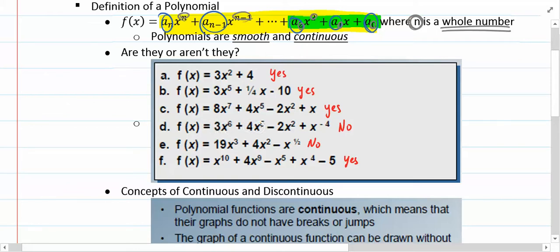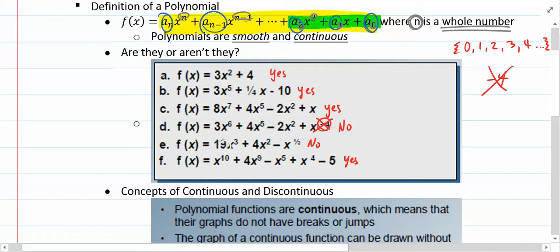Looking at option D, this appears to be a polynomial. Everything seems to work until you get to this last exponent. This exponent is a value of -4, and -4 is not a whole number, so therefore this is not a polynomial. You might think that -4 is a whole number, but remember, whole numbers are all the numbers that start at 0 and work their way up from there. So they must be positive with no decimals. So do not include a number like -4. It is not a whole number.